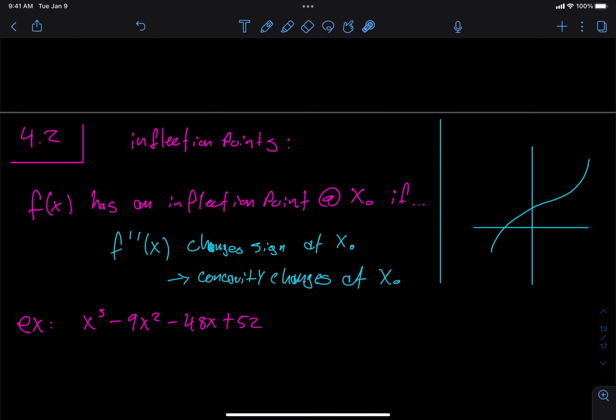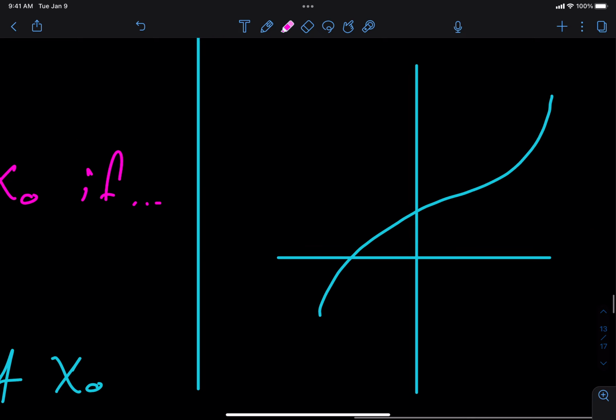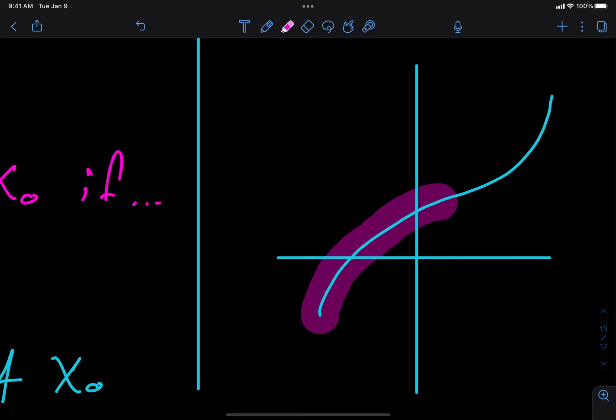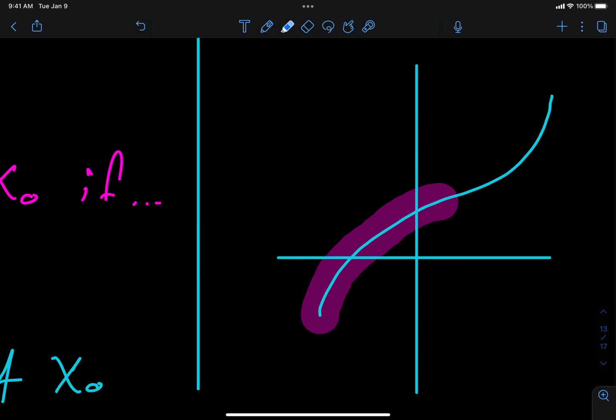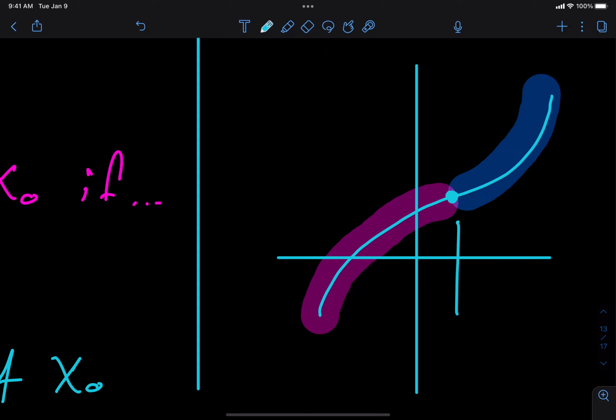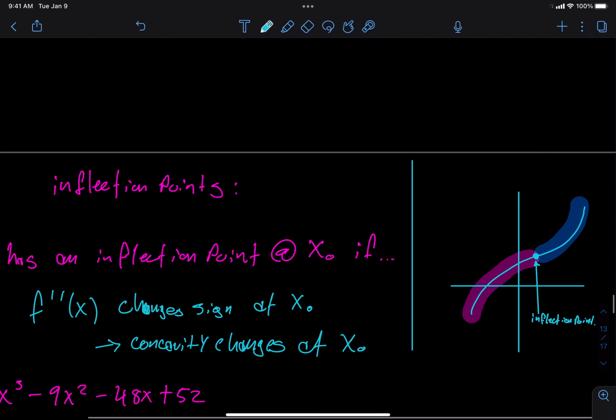So I'm going to highlight two parts of this graph. The first part of this graph is concave what? Down. This is concave down. And then after that, it becomes concave up. And the point at which we change, we call the inflection point. Okay, the inflection point.